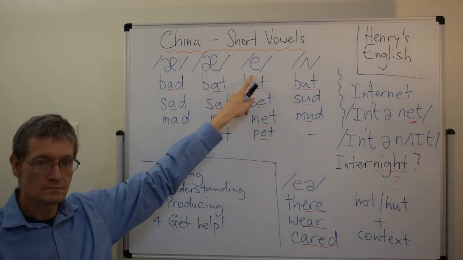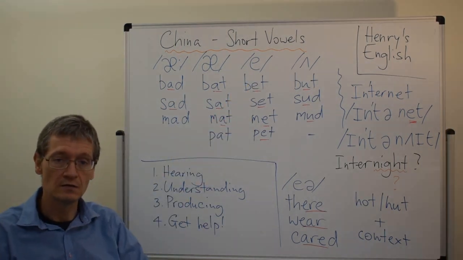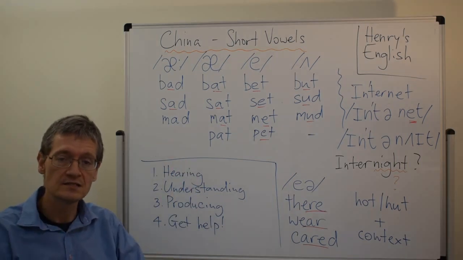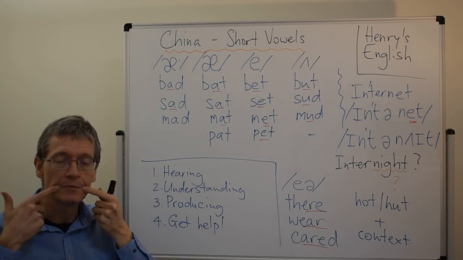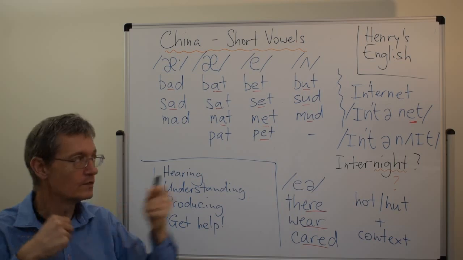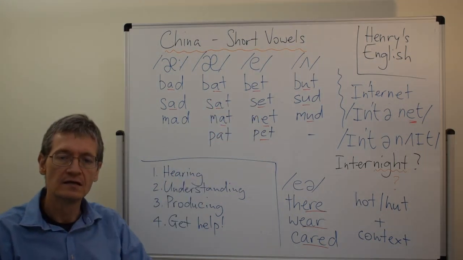This word here, this pronunciation, this vowel is a short vowel. It's an E sound. So the first two, you open up your mouth wide. In this case, you open up your mouth sideways, to make the sound E. So can you hear the difference between this sound and this sound? A, E, A, E, A, E, A, E.